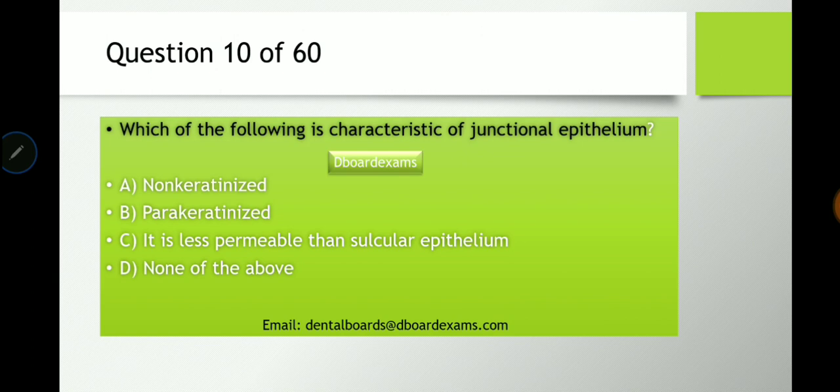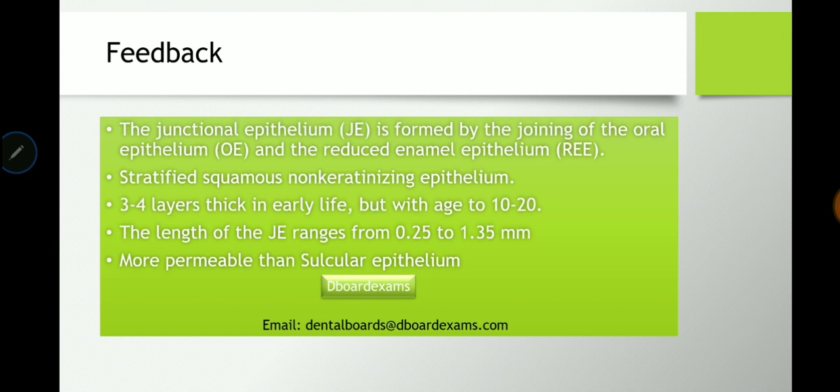Okay. So our junctional epithelium is non-keratinized, stratified squamous cell. So our answer here is A. And let's look at the feedback here. So junctional epithelium is formed by the joining of the oral epithelium and the reduced enamel epithelium. Okay, again, the junctional epithelium is a stratified squamous non-keratinizing epithelium.